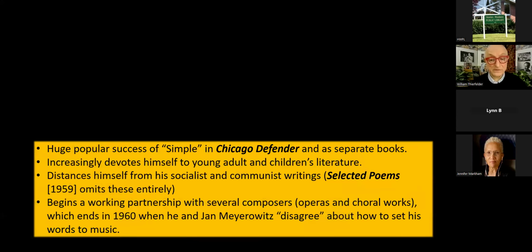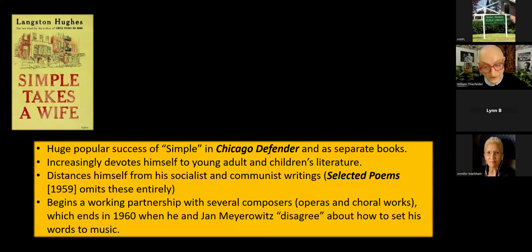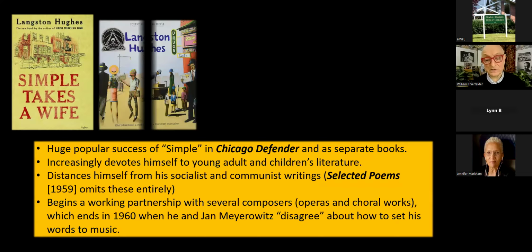Well, meanwhile, during the 50s, he continued to have great popular success with Jesse B. Semple in the Chicago Defender, especially when the stories were published as separate books. They were compiled, right, into books. He also devoted himself to young adult and children's literature.